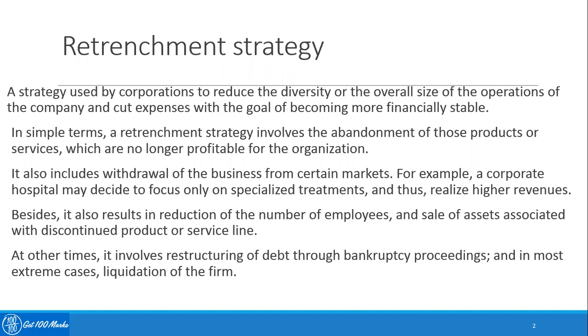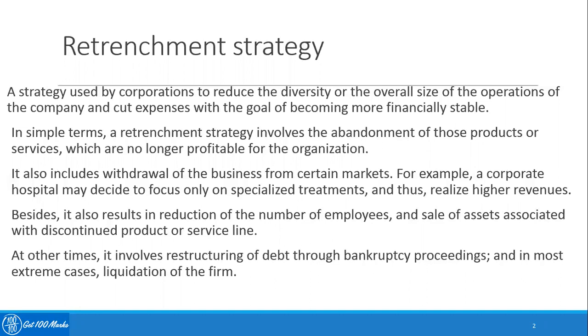In simple terms, a retrenchment strategy involves the abandonment of those products or services which are no longer profitable for the organization. It includes withdrawal of the business from certain markets. For example, the corporate hospital may decide to focus only on specialized treatments and thus realize higher revenues.